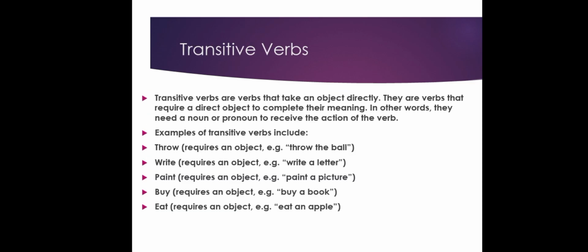Then we have transitive verbs. Transitive verbs are verbs that take an object directly. They are verbs that require a direct object to complete their meaning. For example, if you look at the word transitive, it comes from the word transition. Transition means transfer of action from subject to object.